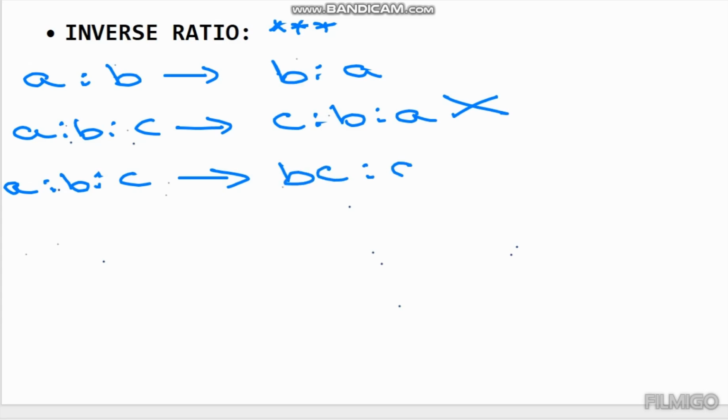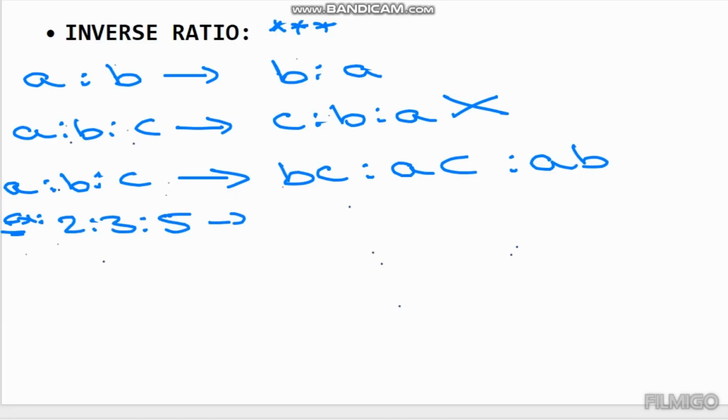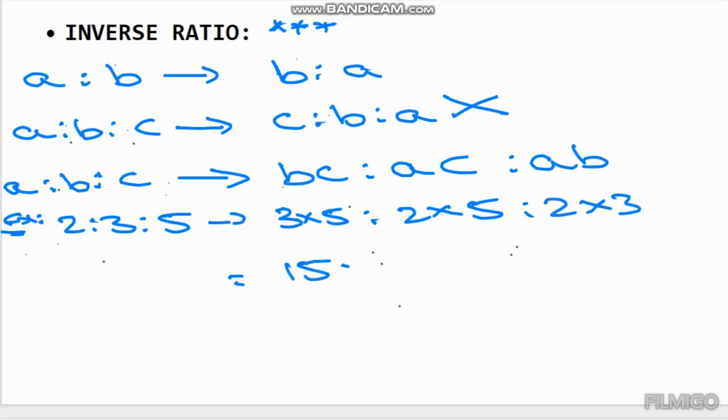BC is to AC is to AB. Example, 2 is to 3 is to 5 can be written as 3 into 5 is to 2 into 5 is to 2 into 3, equal to 15 is to 10 is to 6. This is what is meant by inverse ratio, which is one of the most important topics in ratio and proportions.